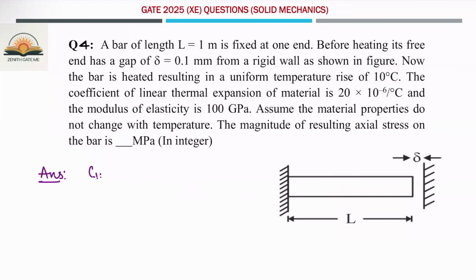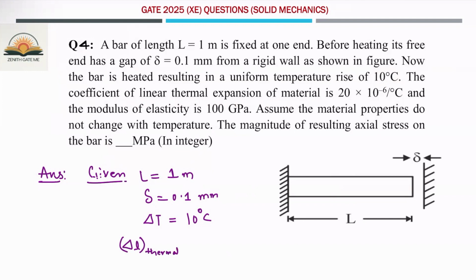What is the data given? The length of bar is given as 1 meter and the delta value is given as 0.1 millimeter. Okay, how much you are rising the temperature? By 10 degrees centigrade. So if you are increasing temperature by 10 degrees centigrade, what will be the thermal deformation? You know the thermal deformation is nothing but alpha delta T into L. So first of all, you will calculate what will be the thermal deformation.